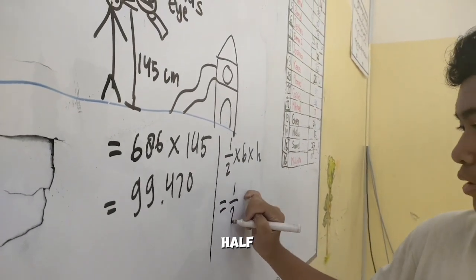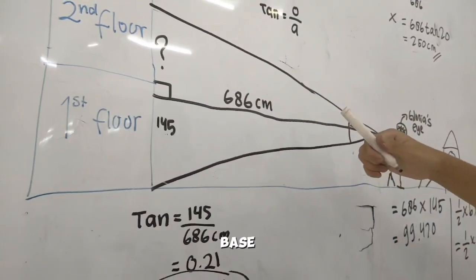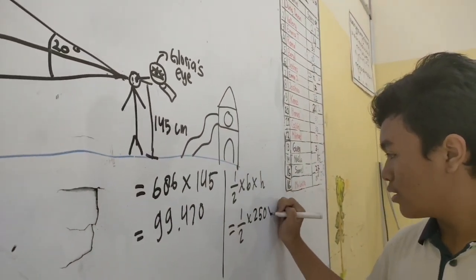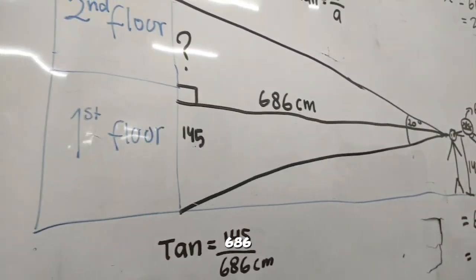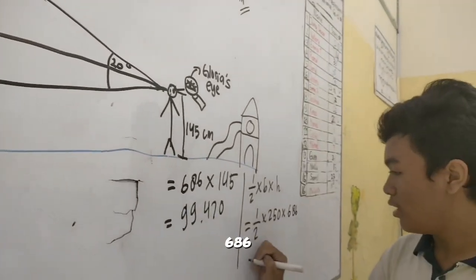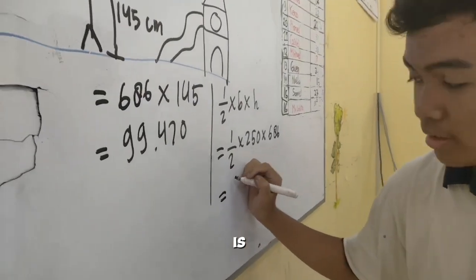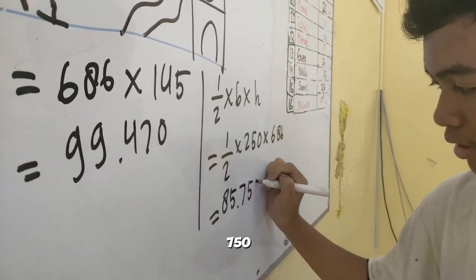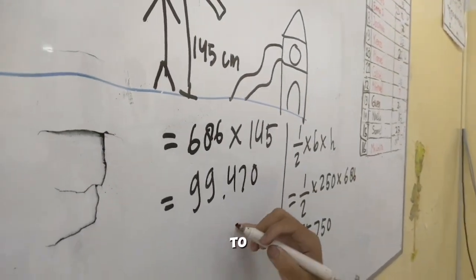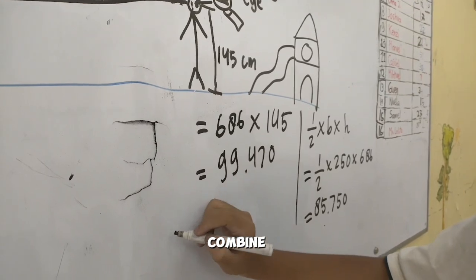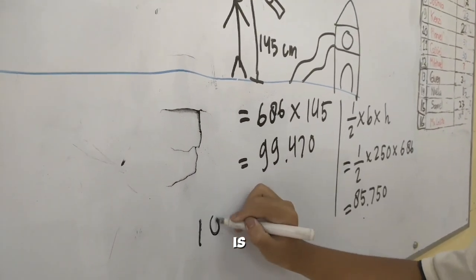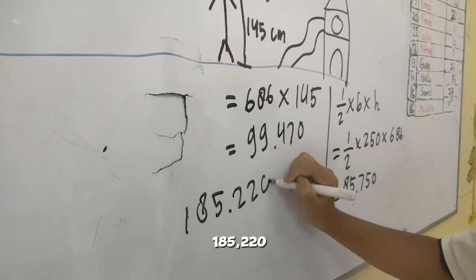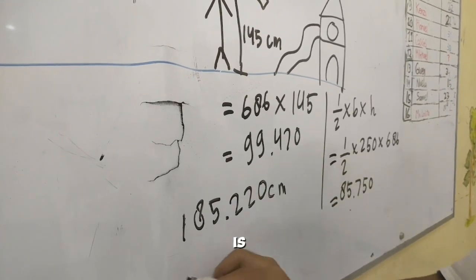Next is half times the base. We already found out the base is 250, times the height, and the height is 686. And we got the final answer is 85,750. And next, we just need to add this and this, we combine, and we got the answer is 185,222 centimeters. And this is the area.